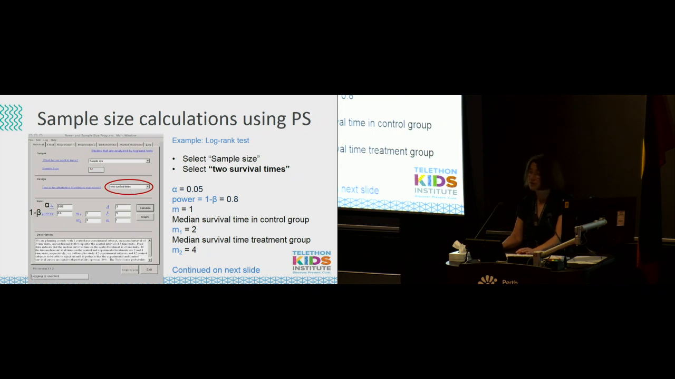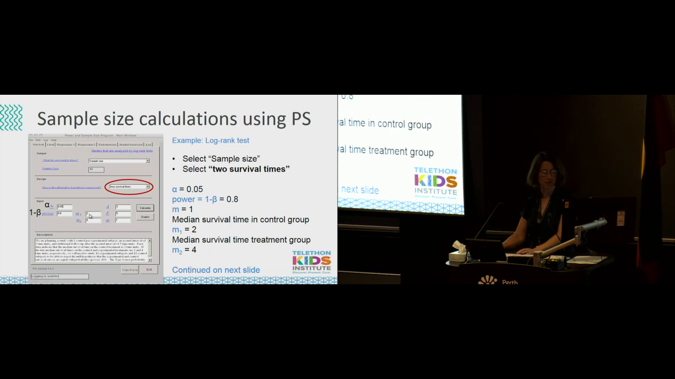So, because you can specify this in several different ways, usually people like to just specify what the 2 median survival times are. So, down in this tab, we've got our significance level of 5%, our power of 80%, and over here, M1 and M2 represent your median survival time in your control and your intervention group.